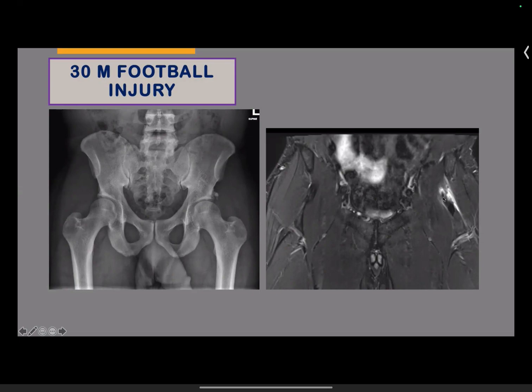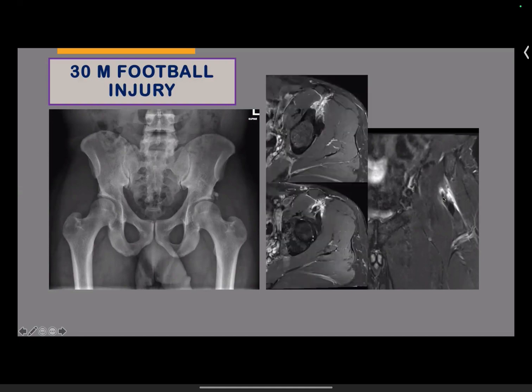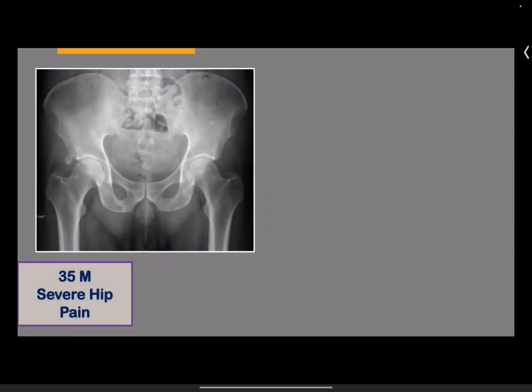You do an MR, there is edema there. So this is an avulsion injury, a common area. This is not a difficult diagnosis to make. Okay, so rectus femoris avulsion fracture. What about this patient, right?